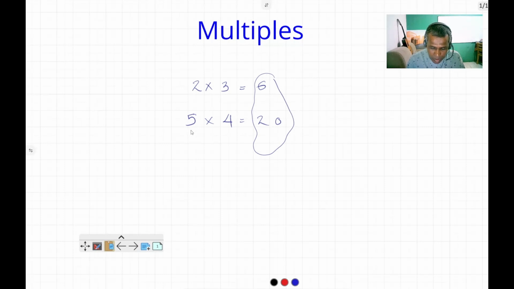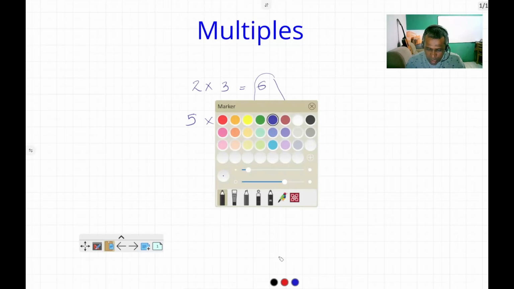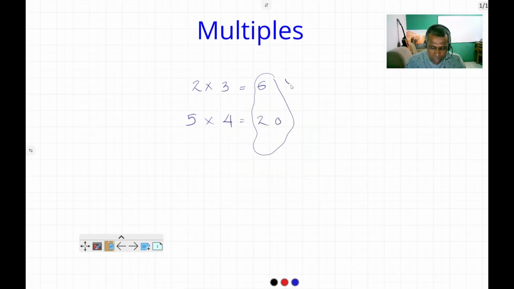That means if I multiply 4 and 5, you are getting 20. Multiply 2 and 3, you are getting 6. All the tables that we learn are multiples of something. That is the definition of multiples: if you multiply something, you will get an answer, and that answer is a multiple. 20 is also a multiple.